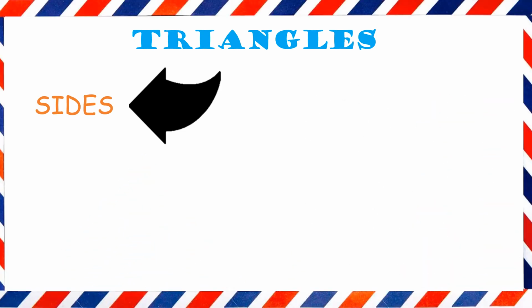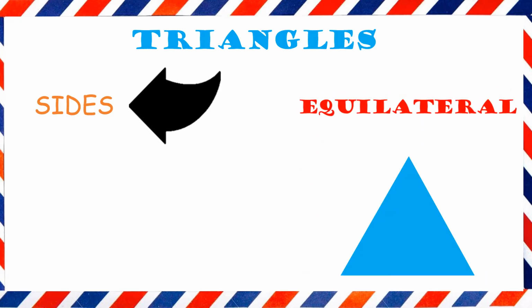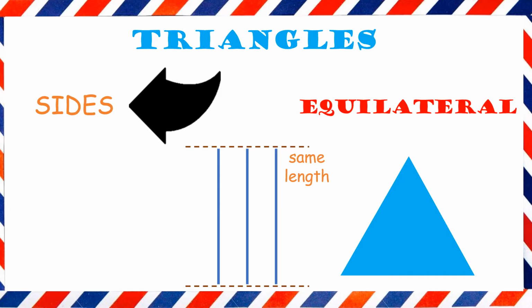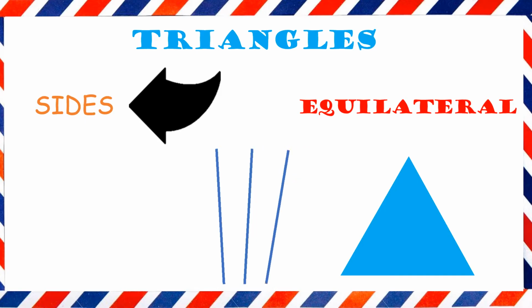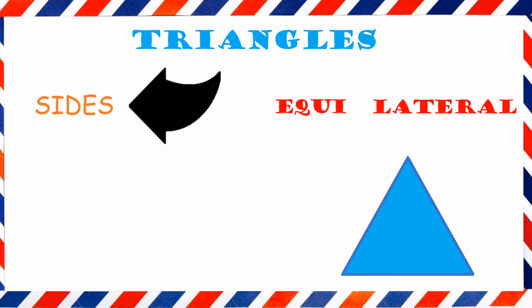And the first kind of triangle is an equilateral triangle. A triangle whose all three sides are equal in length is called an equilateral triangle. The word by itself tells you that equi is equal and lateral is side. So equilateral means equal sides. To show that the sides are equal, we put the same marks on each of the sides like this.